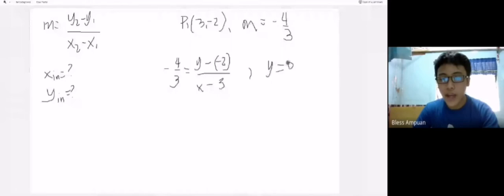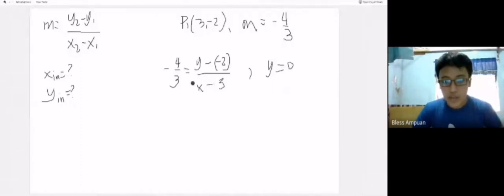Again, our y here is just our y sub 2. You can choose, you can also switch, whether this is y sub 2 or x sub 2. Your x sub 2 is your x-intercept, and then y sub 2 is your y-intercept. It depends on you. In a way, what matters is the value. So y is now equal to 0, since it is the requirement to find the x-intercept. So we need to equate y to 0.